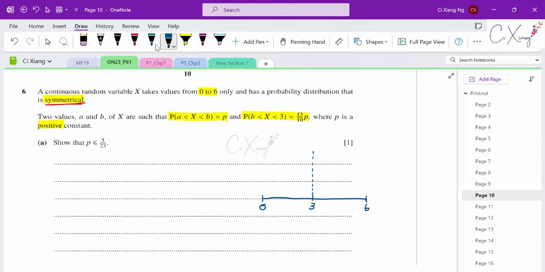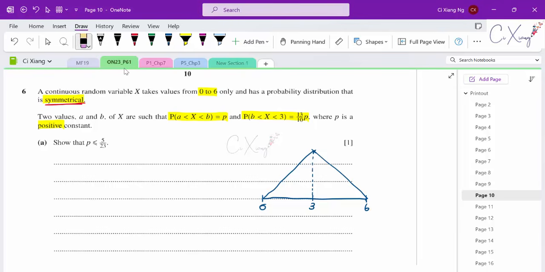Since they are symmetrical, you can draw the graph in any way that you like, because it is just an assumption. Maybe you can draw it in this way, where it is symmetrical at x equals 3. Or if you want, you can draw it in a linear form, also can, as long as the line x equals 3 is a symmetrical line, that means in the center. So no matter what kind of graph you want to draw, as long as it is symmetrical at this line, then it is okay.